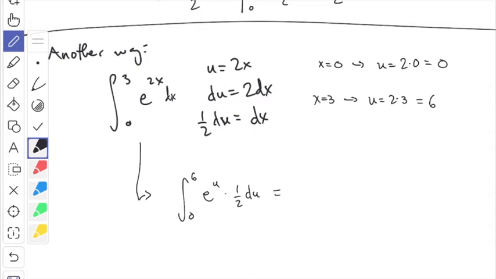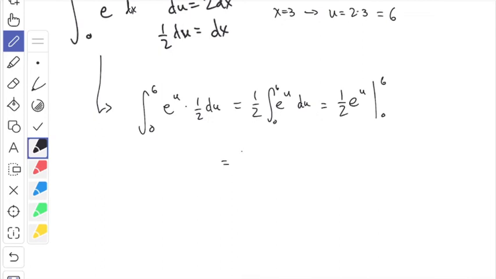Anyway, can we just finish the problem and verify that we do get the same answer? So I'm going to pull the 1/2 out. 1/2 integral e to the u from 0 to 6. This becomes 1/2 e to the u when I do the antiderivative, and I plug in 0 and 6 for u. All right? I never go back to the x's here.